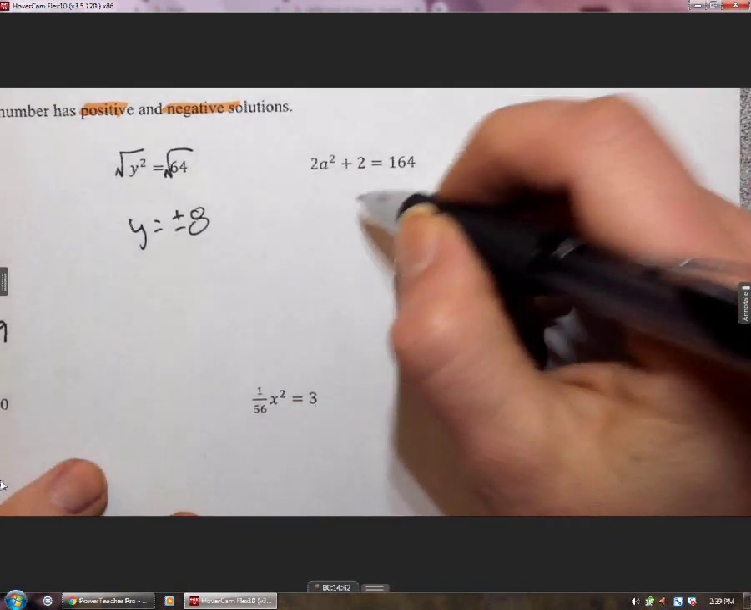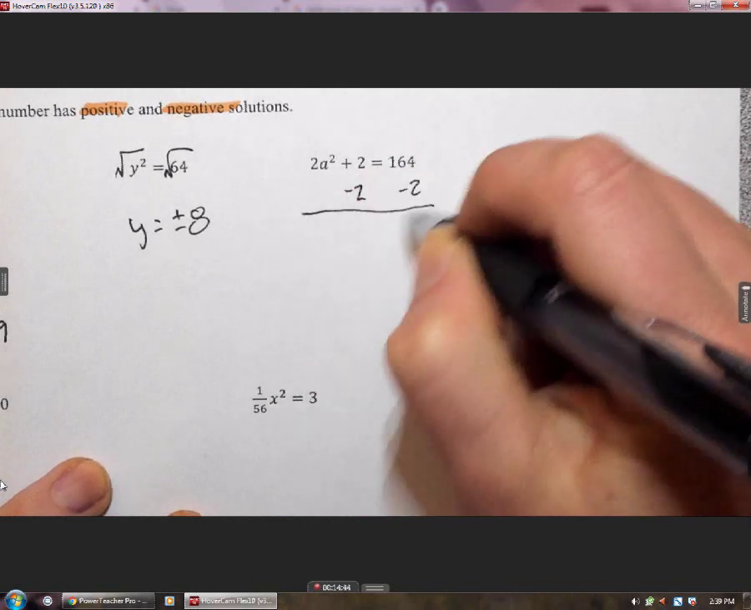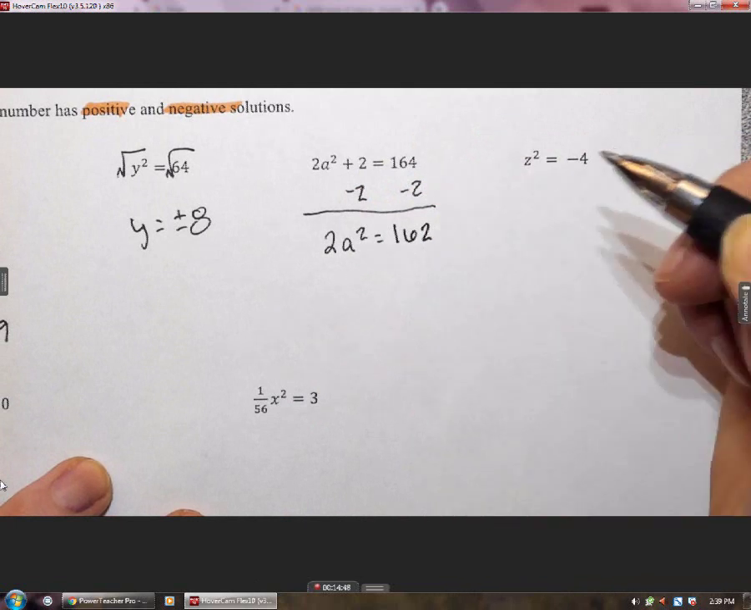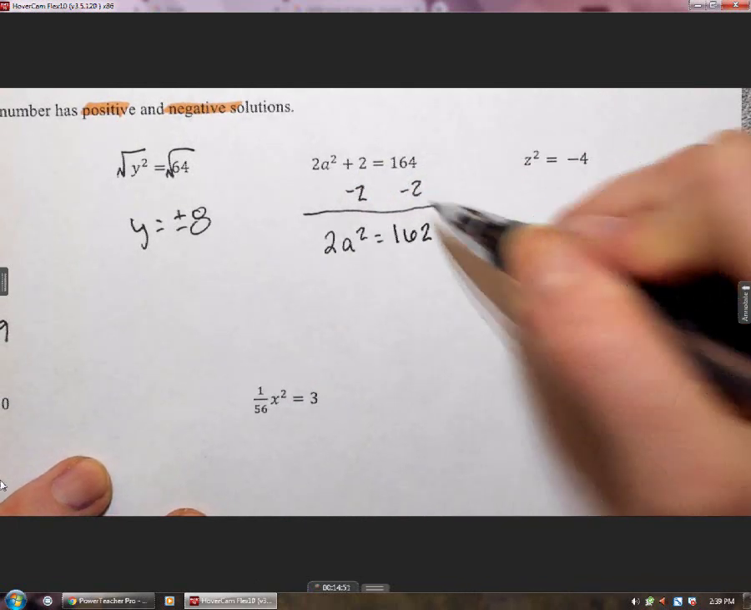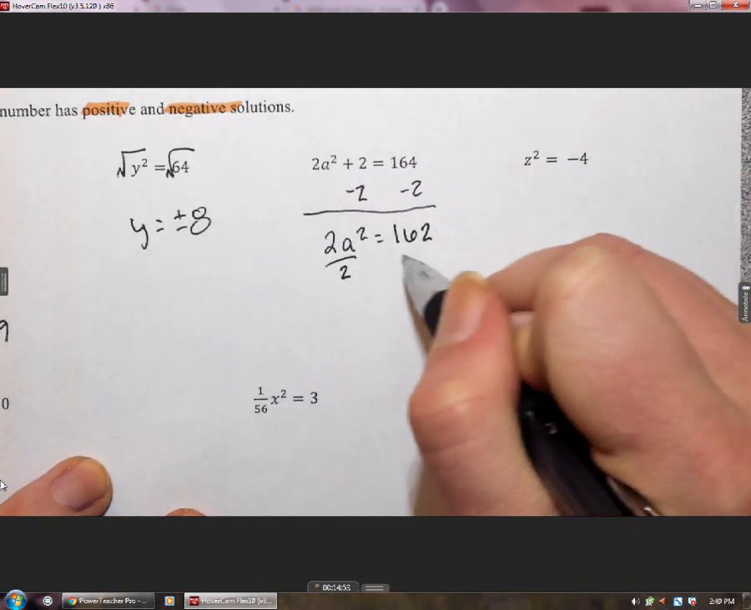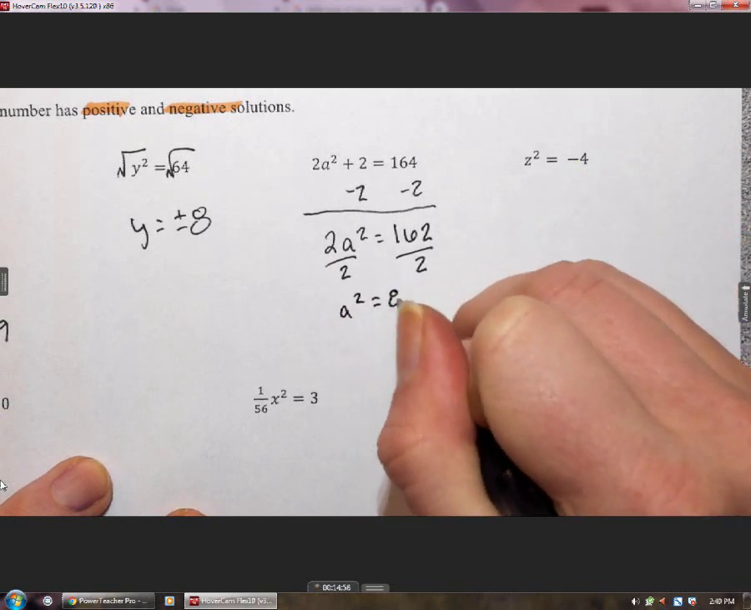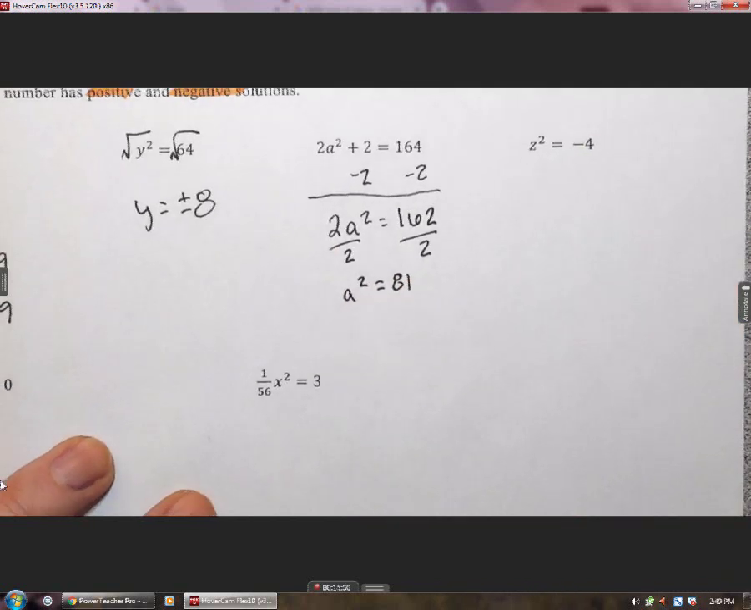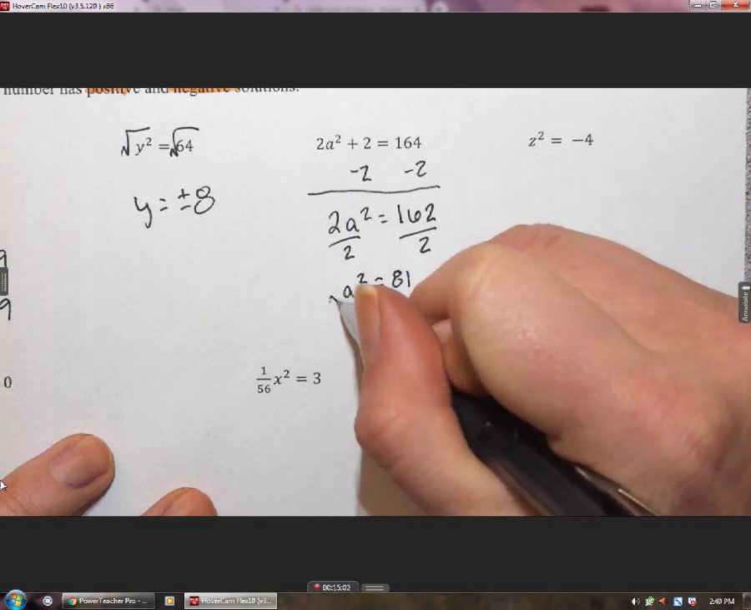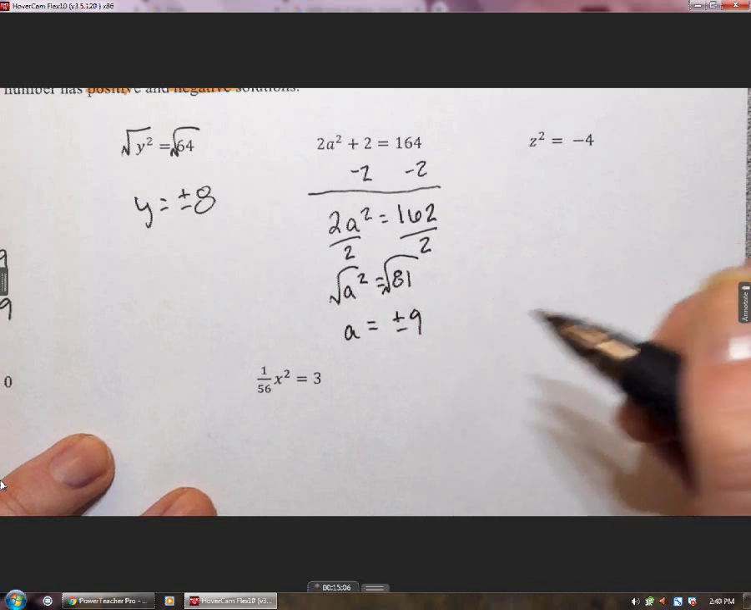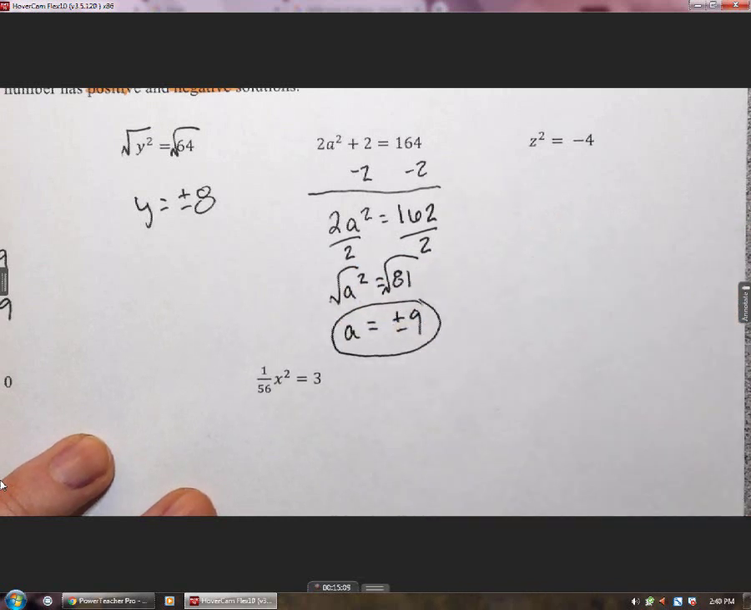Yeah, you'd subtract 2. 2a squared equals, divided by 2, 162. First subtract, then you divide by 2. A squared equals 81. Then what? Square root. So you'd have a equals plus and minus 9.